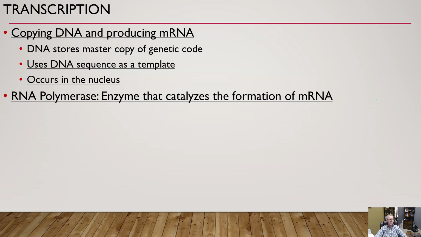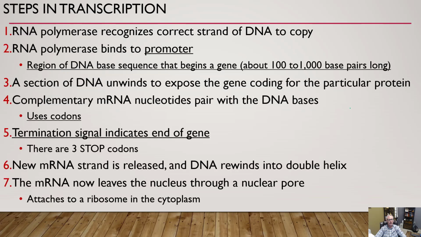All right, so transcription is basically copying DNA and producing mRNA, which is messenger RNA. So we're going to use that DNA as that copy of the master code. We use that as a template. This still occurs in the nucleus. And we're going to use this enzyme called RNA polymerase that's going to catalyze the formation of messenger RNA. So what's going to happen is that RNA polymerase is going to go along that DNA strand, and it's going to eventually say, oh, I found this promoter. It's going to bind to a promoter.